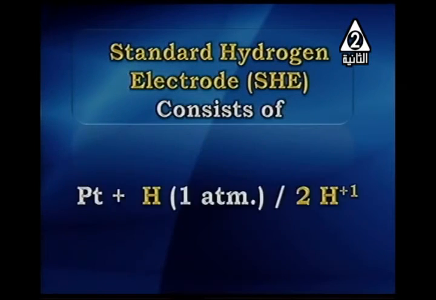After that, we have the equation. It is a very important one. This equation, I have what? Platinum plus hydrogen at 1 atmosphere that dipped in what? In 2 molar hydrogen chloride, for example, or hydrogen sulfate, for example, any one of these acids.